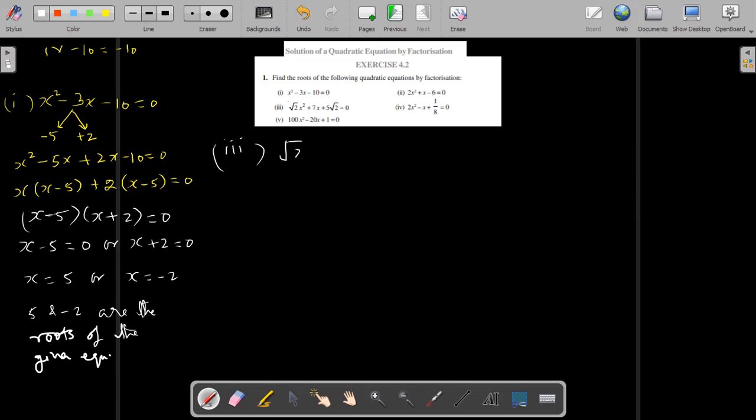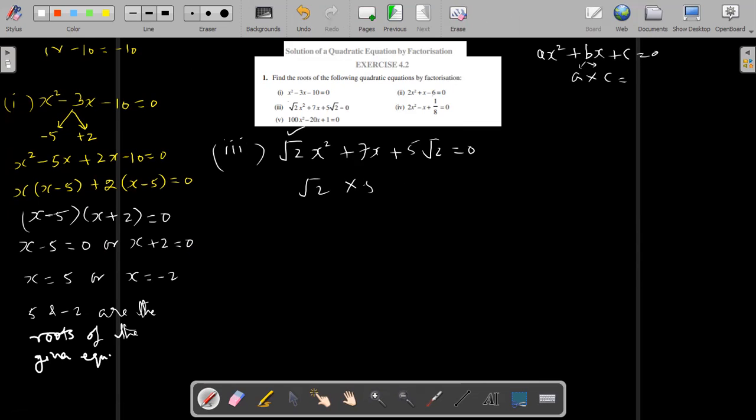So root 2 x square plus 7x plus 5 root 2. The procedure is the same, only here we got the root numbers. So what we will check first, we have to multiply root 2 with this a. You know the quadratic equation's standard form is ax square plus bx plus c. So here we have to multiply a into c, and whatever comes, we take its factors so that their addition or subtraction becomes equal to b.